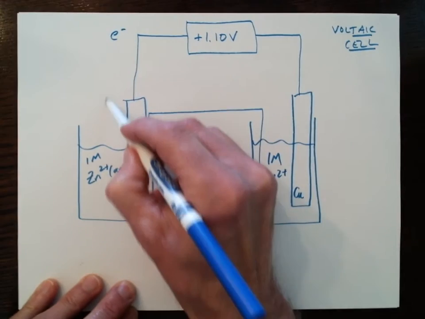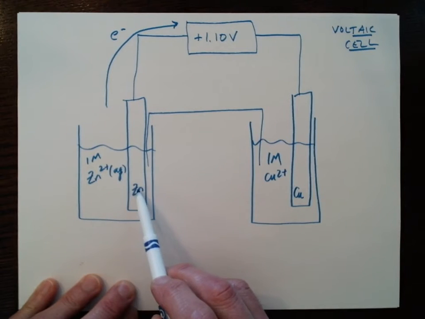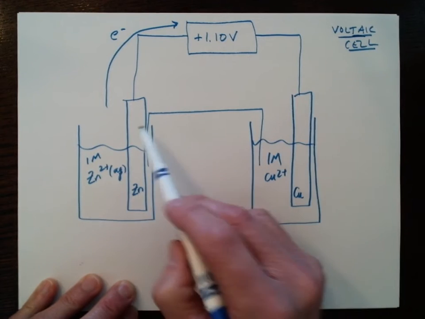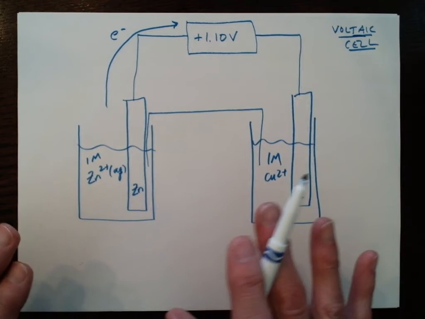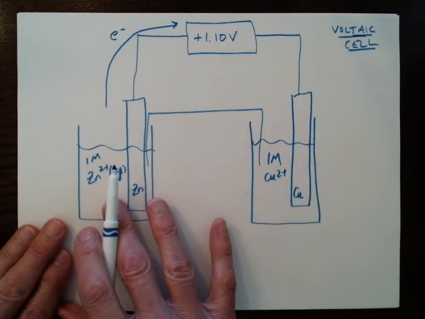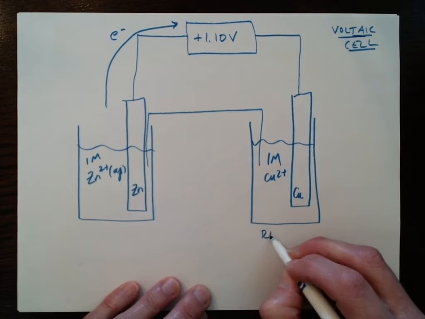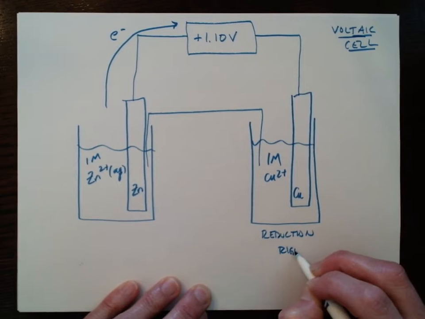Electrons flow in this direction from the zinc anode to the copper cathode. A voltaic cell flows spontaneously. And when you're doing this, you usually put the anode on the left and the cathode on the right. So I like to think of it as reduction at the cathode on the right.